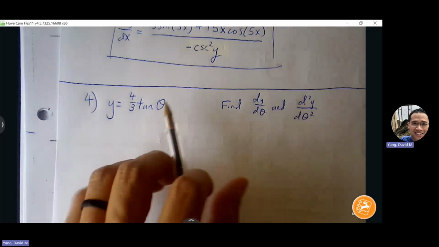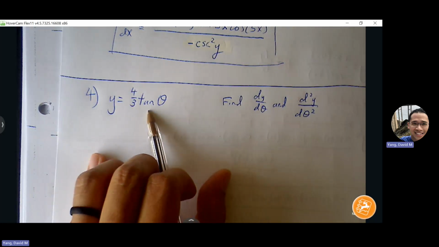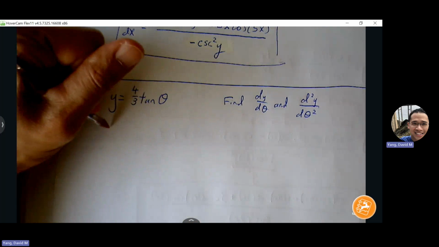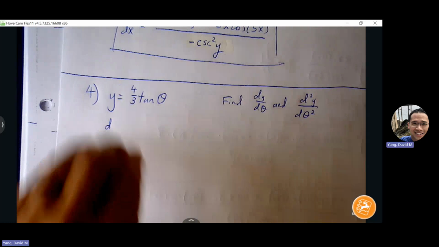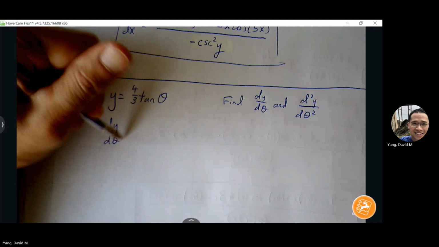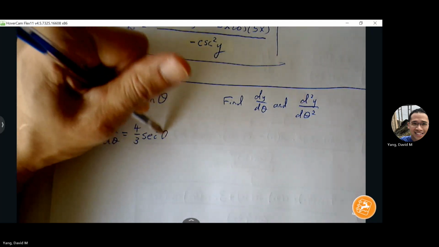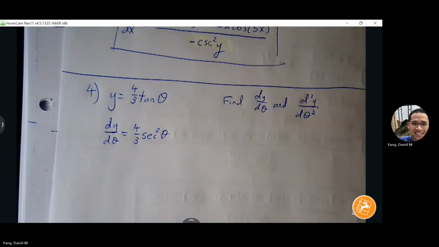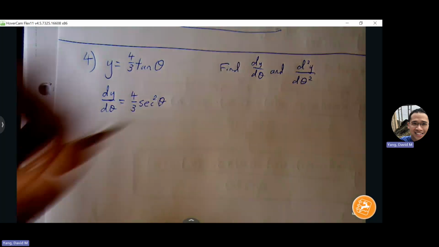The derivative is pretty easy because there's no product rule, there's no chain rule. It's just the derivative of tangent, which is secant squared. Do you have answers for this? Yeah, we'll have 2 answers. Basically we're just finding f prime and f double prime. Okay, so that's the first answer.